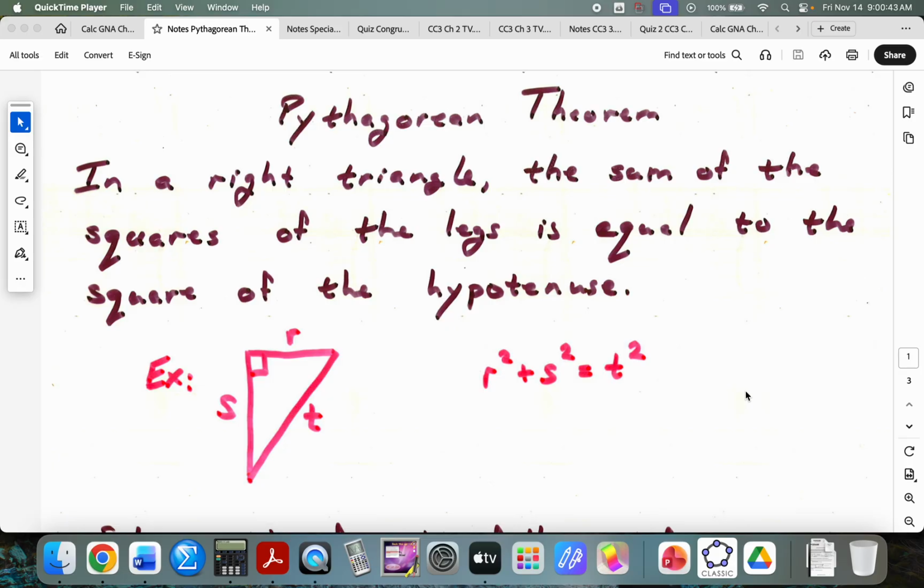So this is just a reminder of what you learned in middle school. In a right triangle, the sum of the squares of the legs is equal to the square of the hypotenuse. So in this example, r squared plus s squared is equal to t squared. The hypotenuse is always the one that goes by itself because, well, it's the biggest.